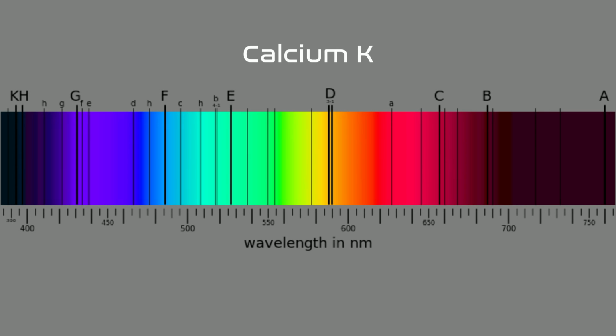A calcium K filter is a narrowband filter that only allows the calcium K emission line to pass through, blocking everything else. The calcium K line is at 393 nanometers, which is within the ultraviolet region of the spectrum. Because ultraviolet is at the limit of what the human eye can see, calcium K filters are mainly used for imaging. Just like in hydrogen alpha, calcium K filters also show us the sun's chromosphere.